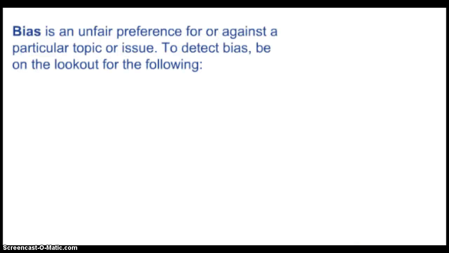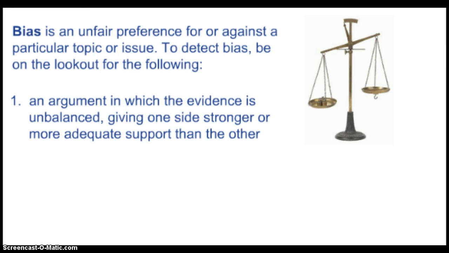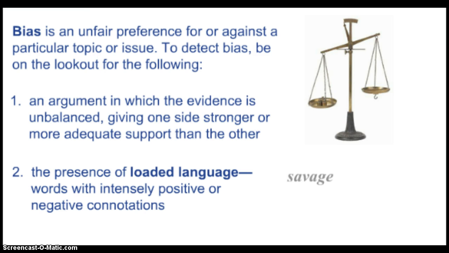The last thing I want to go over is recognizing bias. Bias is an unfair preference for or against a particular topic or issue. To detect bias, be on the lookout for the following. Number 1, an argument in which the evidence is unbalanced, giving one side stronger or more adequate support than the other. 2, the presence of loaded language, words with intensely positive or negative connotations. For example, savage crime, greedy politicians.